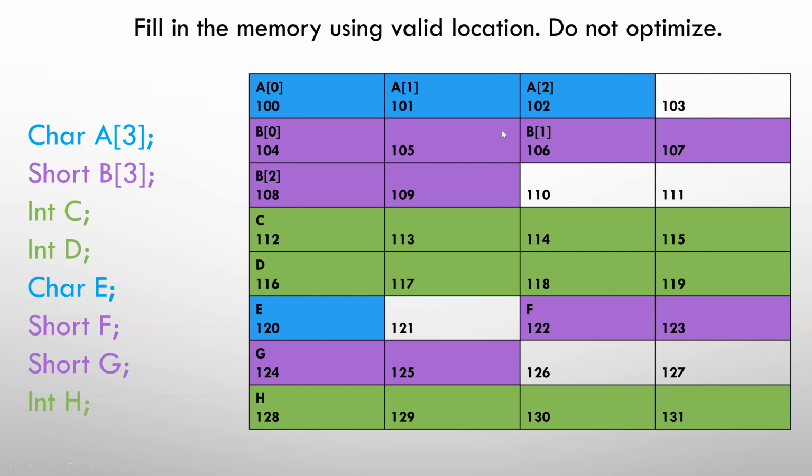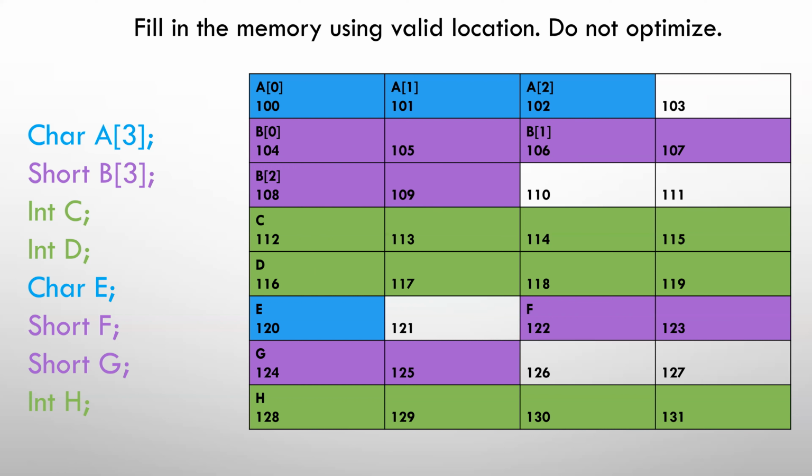And now we're going to move on to B array 1. Again, it takes up 2 spots, 106 and 107. And then we move on to B array 2, which takes up 2 spots, address 108 and 109. We don't have to leave anything blank in between these shorts because they all start at multiples of 2. So 104 is a multiple of 2, 106 is a multiple of 2, and 108 is a multiple of 2. So now we have the short B array of 3 done.